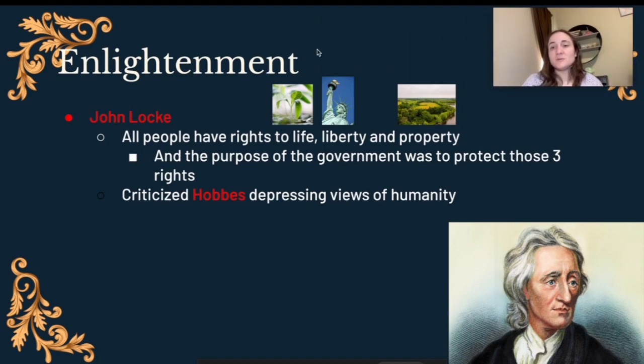He also believed all people had the right to life, liberty, and property. And the purpose of the government was to protect these three rights. And as you can imagine, he also very much so disagreed with Hobbes and his depressing views on humanity.